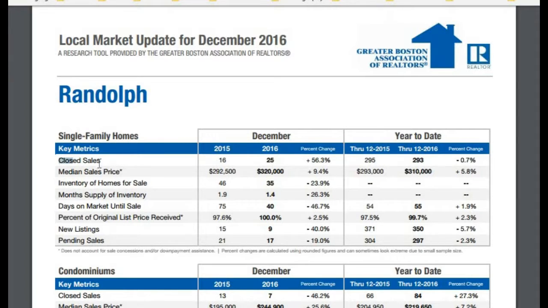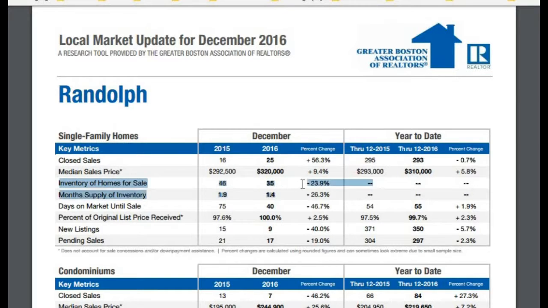For closed sales, we're comparing 2016 with the previous year, which is 2015. You will see that there were 16 closed sales in 2015 at this point, and in 2016 you see an almost 57% increase. It is now at 25. It also provides a year-to-date comparison through December 2015 as well as through December of 2016. Median sales price, which is the next column, increased from $292,500 in 2015 to $320,000 in 2016.